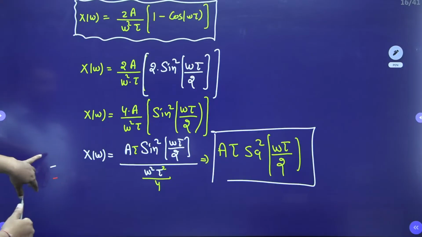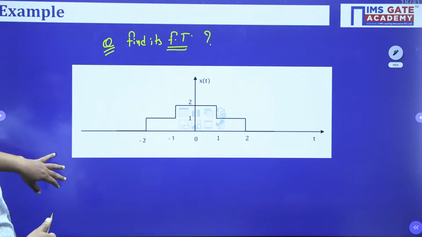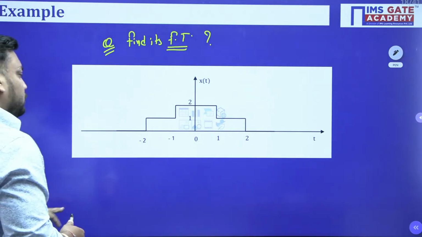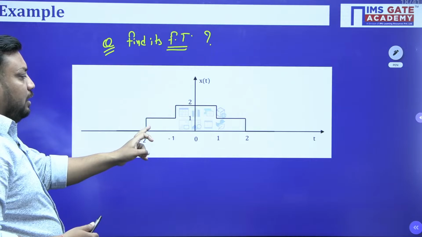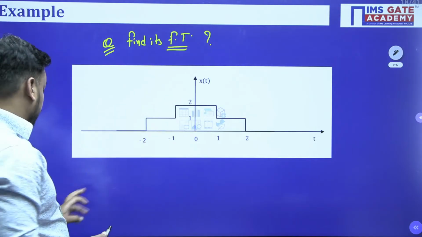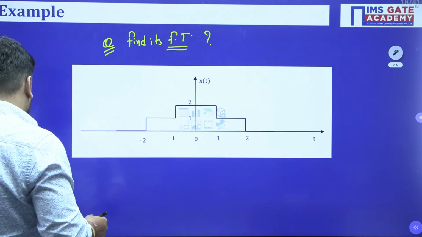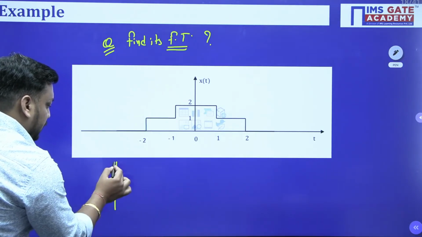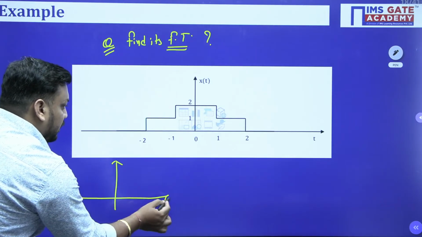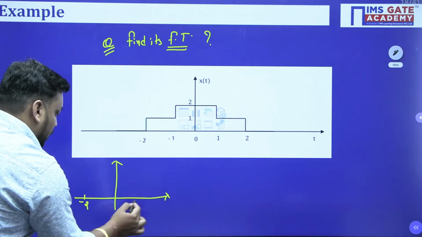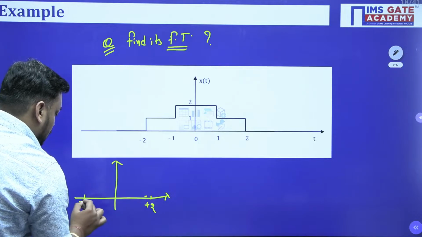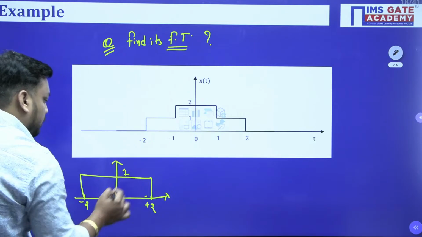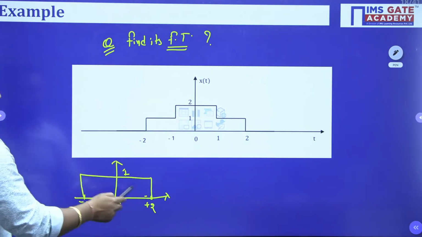So now we are solving this question. From minus 2 to plus 2, we have a rectangular nature here, 1, and after that 2. So can I generate this signal by adding these two rectangular pulses? I am making one rectangular pulse here only, so that you can relate. One rectangular pulse is from minus 2 to plus 2, and here it is 1.